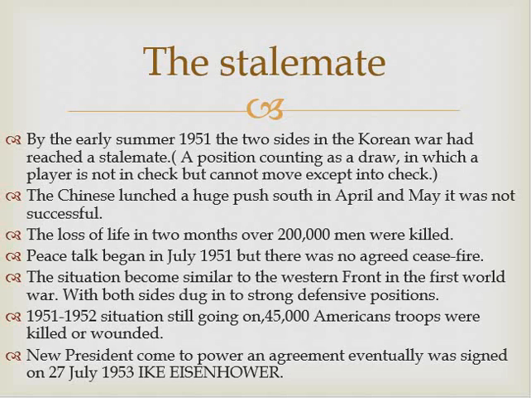Peace talks began in July 1951. But there was no agreed ceasefire. Sporadic but bloody fighting continued. It's estimated close to 45,000 American troops were killed or wounded in 1951 and 1952. The situation was getting worse. There was immense pressure from the allies to stop the war and have a ceasefire.